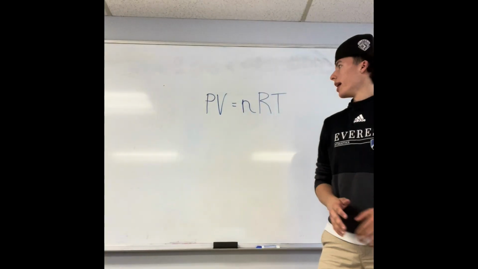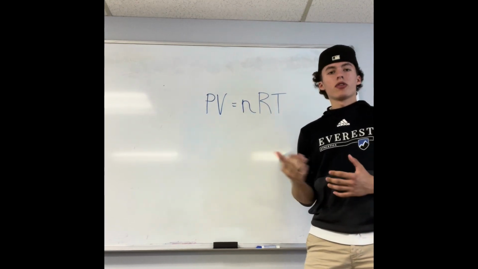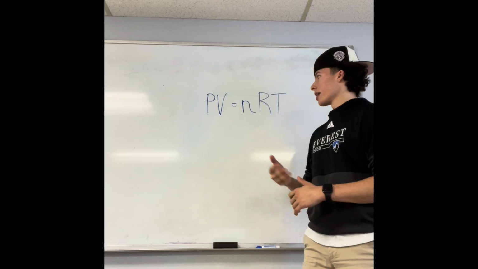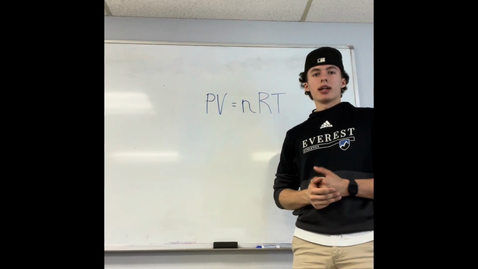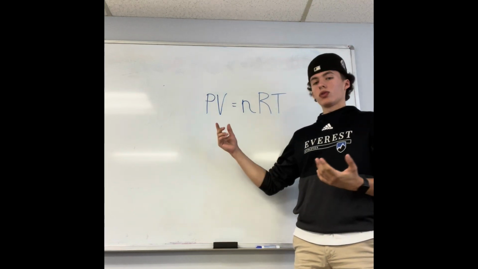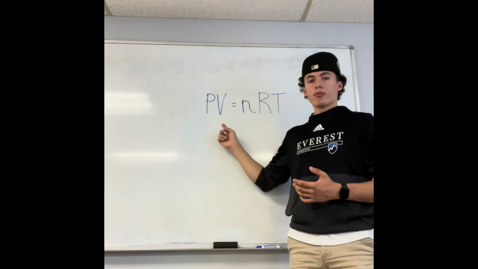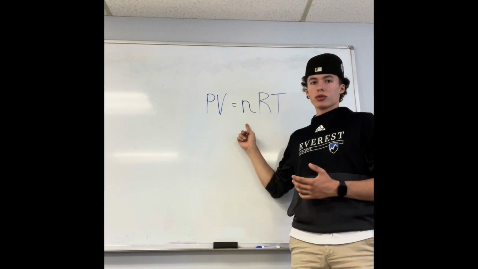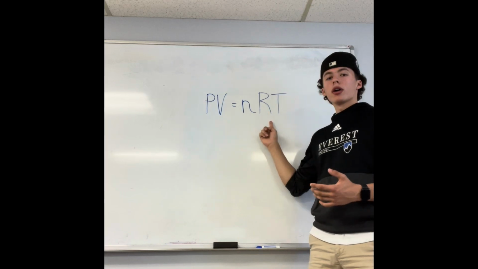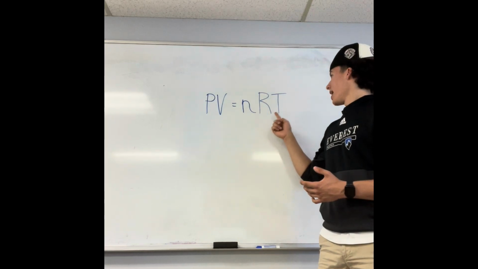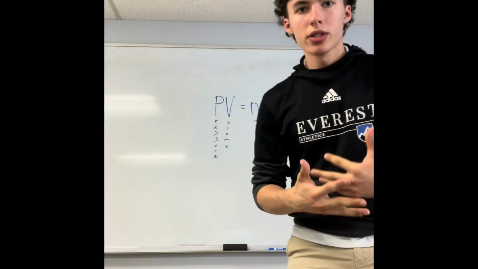The formula for the ideal gas law is PV equals nRT. This formula allows us to understand how pressure, volume, and temperature affect gases in different scenarios. So what it stands for: P stands for pressure, V stands for volume, n stands for the moles, or the amount of a certain component or element, R stands for the gas constant, and T stands for temperature.